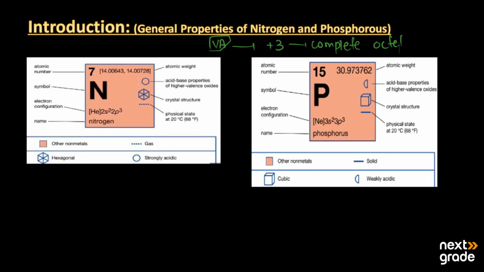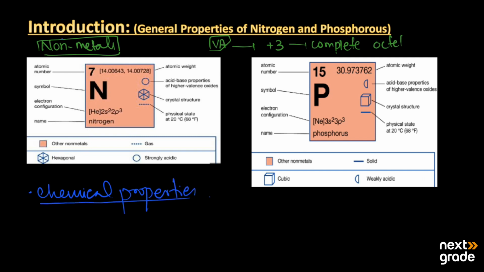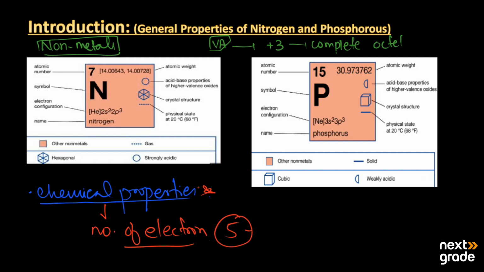On the other hand, phosphorus and nitrogen are both basically non-metals, and they have some resemblance because they are in the same group, and when elements are in the same group they have similar chemical properties. When we look at chemical properties, they just depend upon the number of electrons present in the valence shell. Both have 5 electrons in their valence shells, so that's why their chemical properties are similar in one way.